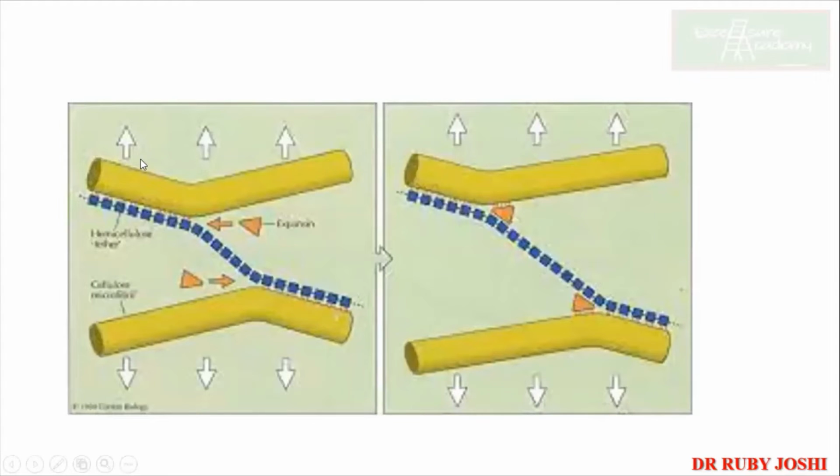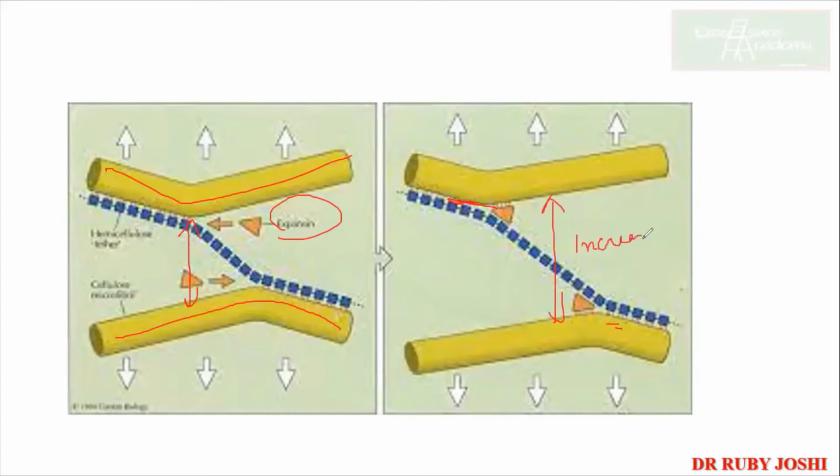Now look over here. If these two are the cellulose microfibrils, and then you have many attachments. When the expansin protein comes, the distance between the two is being increased. See, they remove these interactions, because of which the distance is increased here, right? So this can be done by the expansin protein.